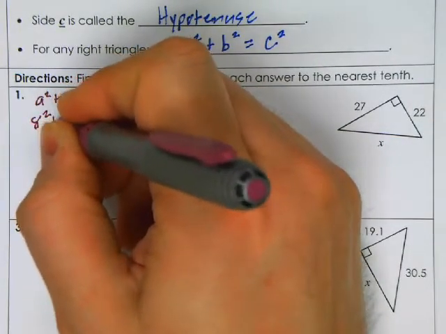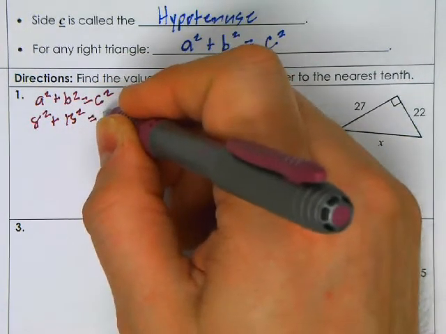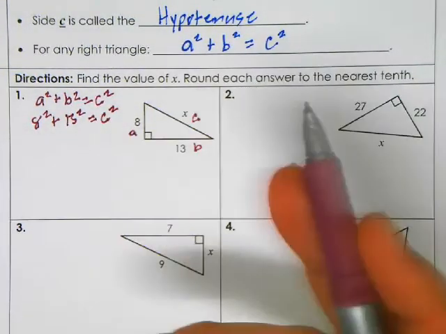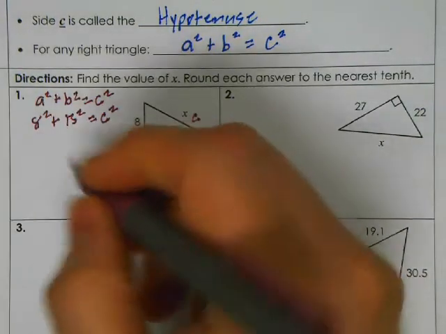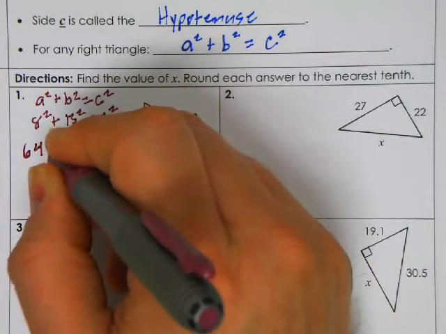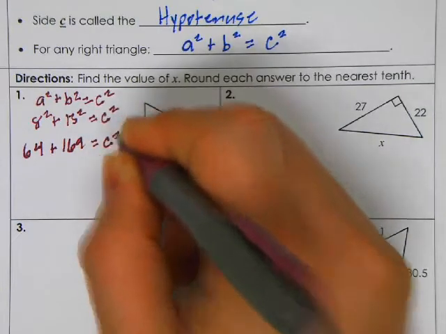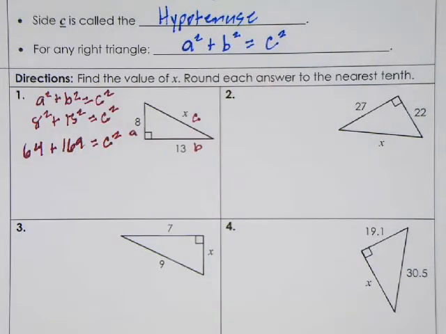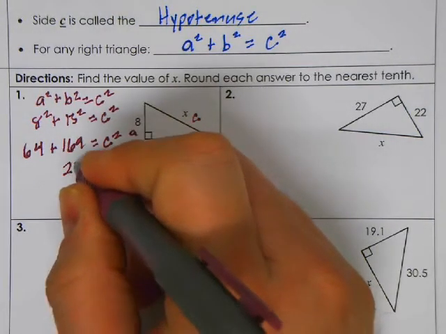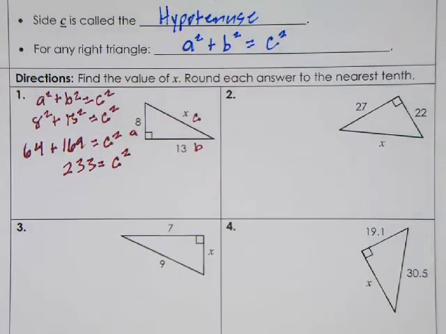8 squared plus 13 squared equals c squared, which we don't know. And again, if you don't know what certain numbers squared are, then jump on your calculator and see what you get. But here we have 64 plus 169 equal to c squared. And 64 and 169 give me a total of 233 for the length of the hypotenuse squared.